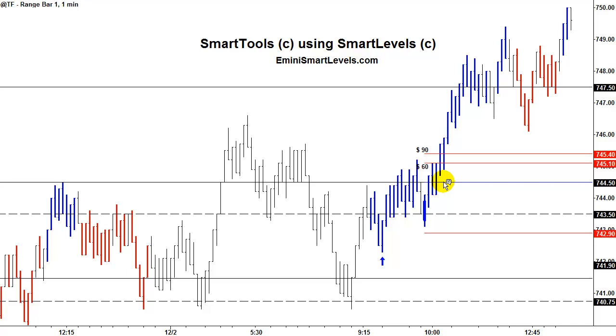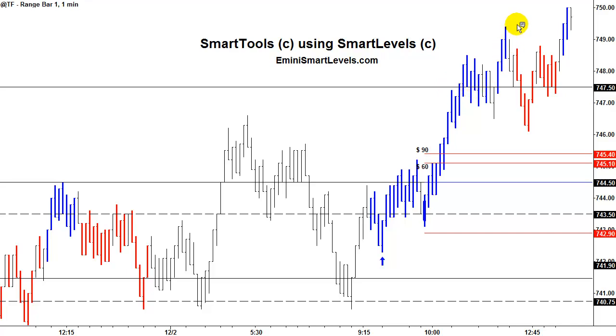The way to have traded this, had you desired to take the trade, would be to wait till the market went through the smart level and then pulled back to it and enter there. And you can see this trade went on to the overhead smart level at 747.50 and thrashed around.